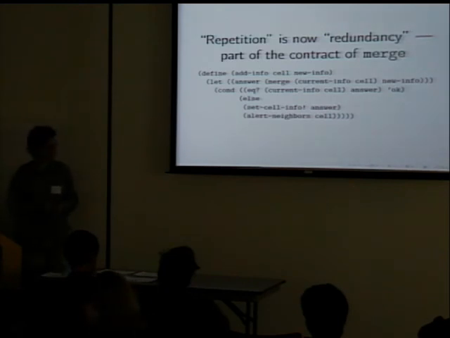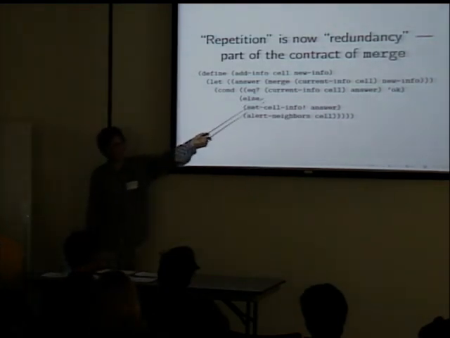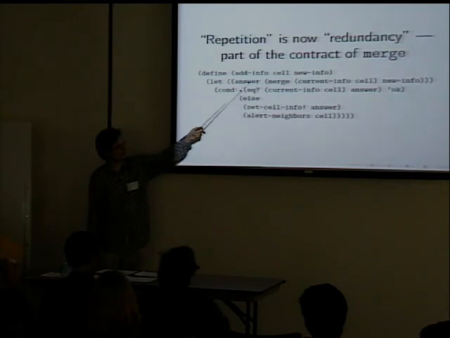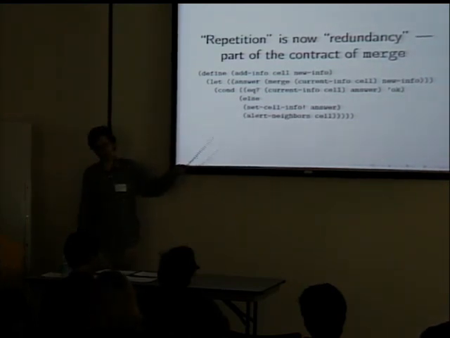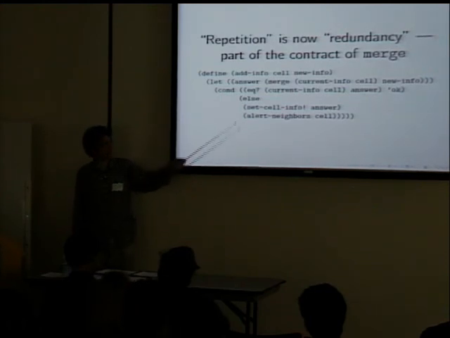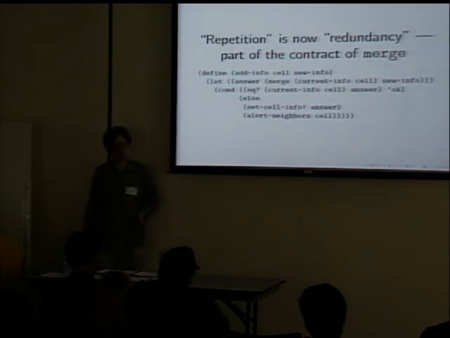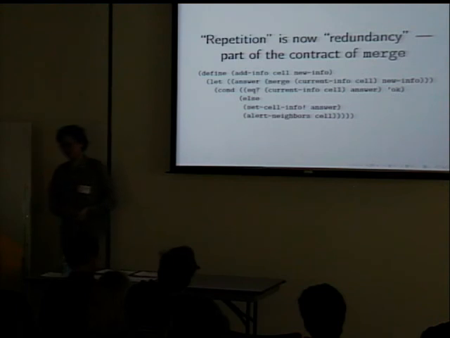So we could write into the contract of this operation that if the new thing doesn't add anything to what you already had, then just return identically what you already had, so you can test it with, say, EQ, and then you can drop that on the floor and prevent the buzzing.